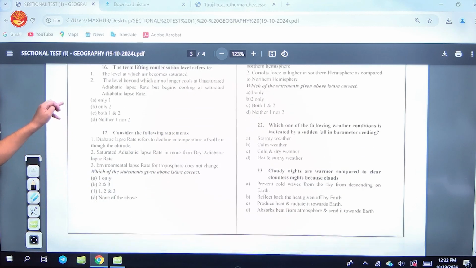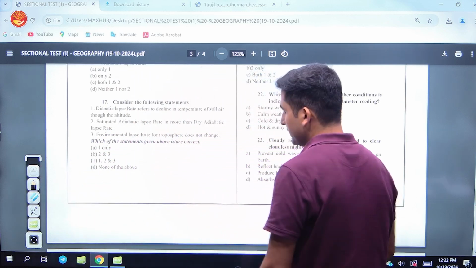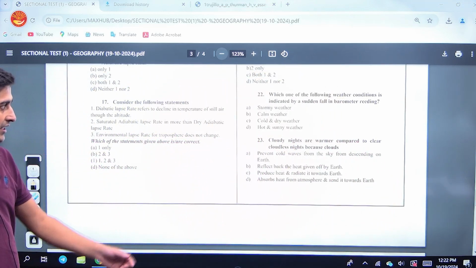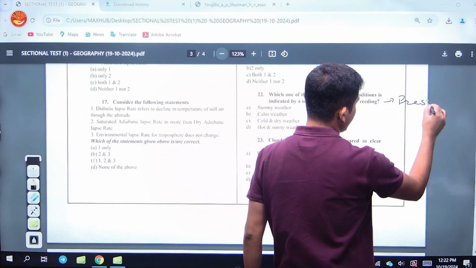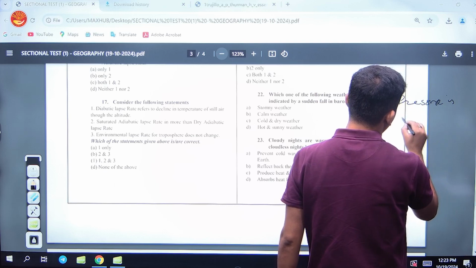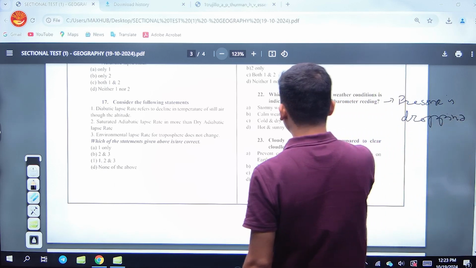Which one of the following weather conditions is indicated by a sudden fall in barometer reading? It is telling you, sorry, pressure is dropping. The pressure is dropping. What is going to happen? Stormy weather. This is the correct fit.